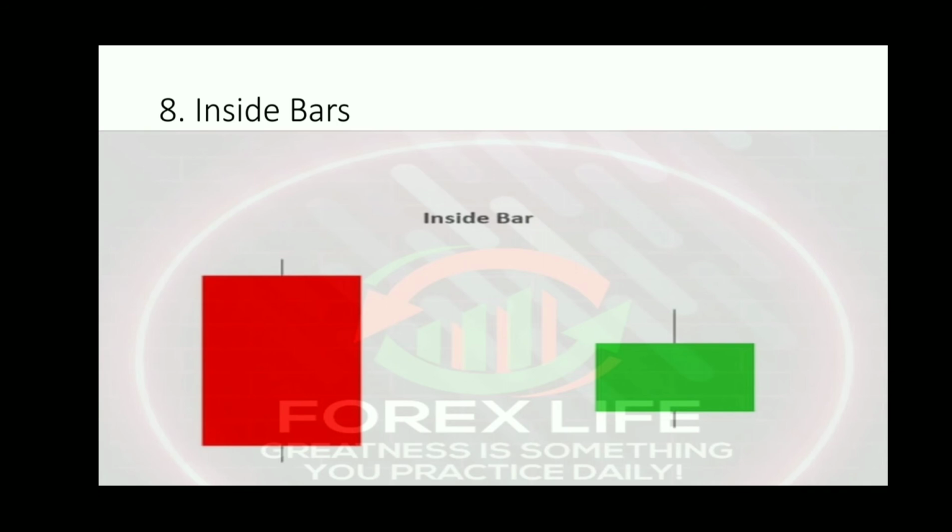And if the market is in a downtrend, you would look to continue in your sell, in your short position. If you find an inside bar, it just shows continuation of the current trend that you are in.